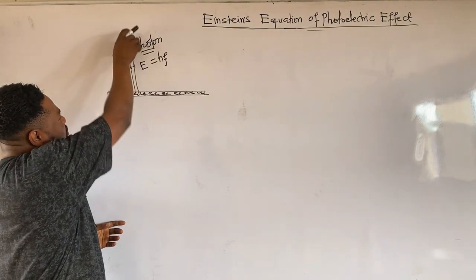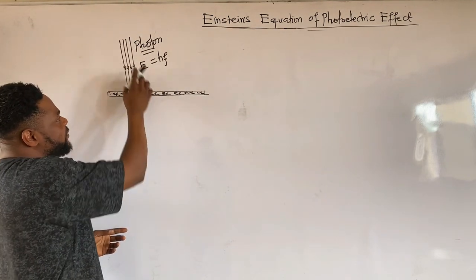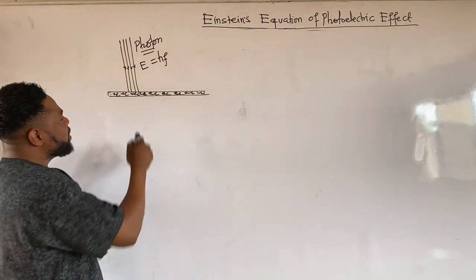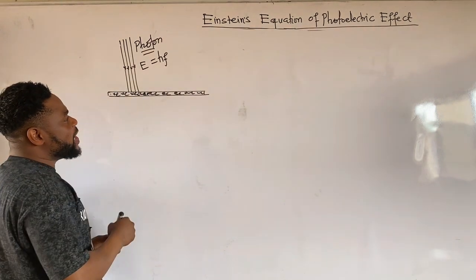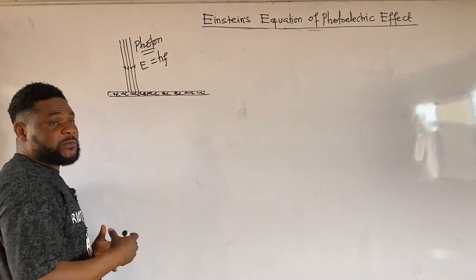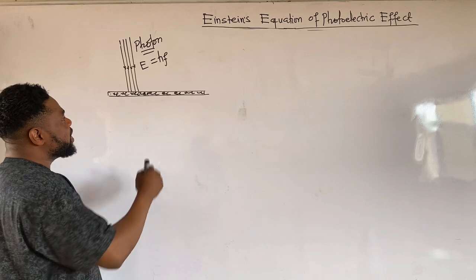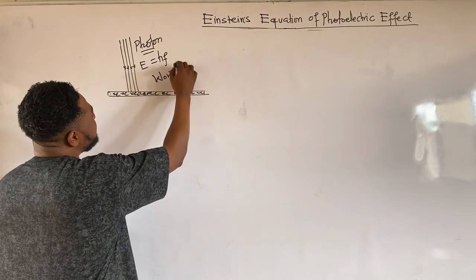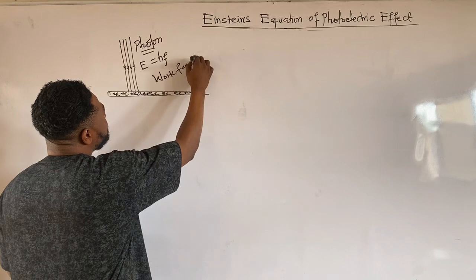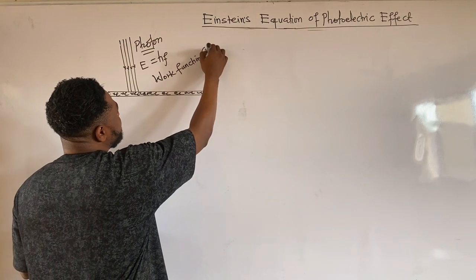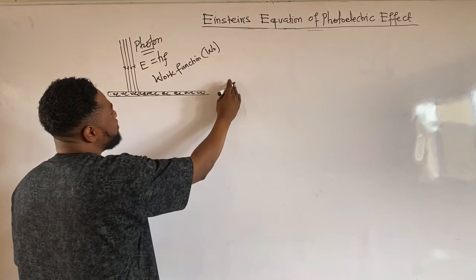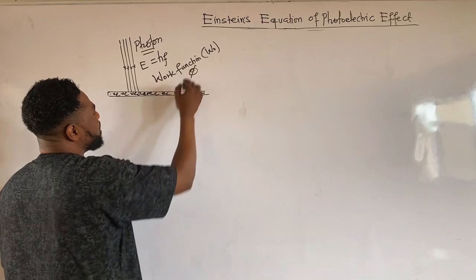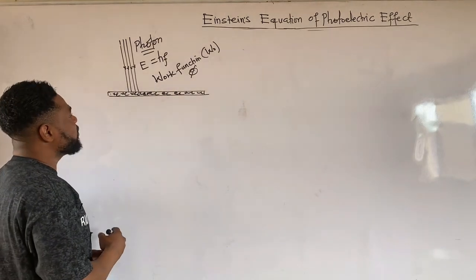Now, these electrons here are also bonded with some particles. Before the electrons can be emitted, when the photons strike, they need some amount of energy that can liberate them from other particles. And this minimum amount of energy needed by these electrons is called work function, which is represented by W naught, or we can use this symbol for it.